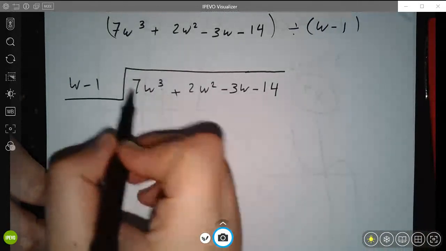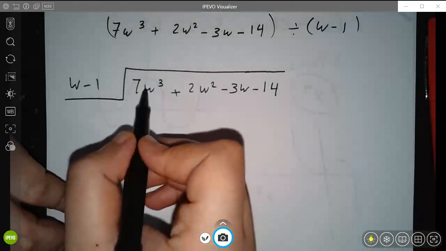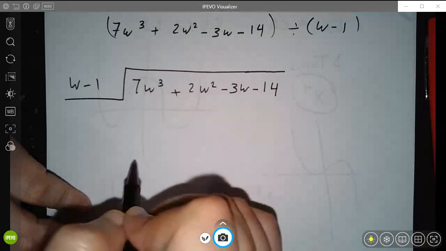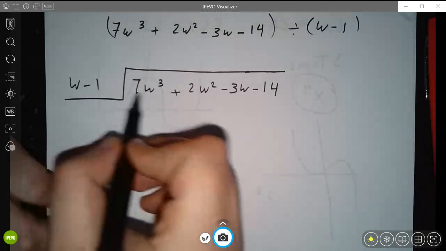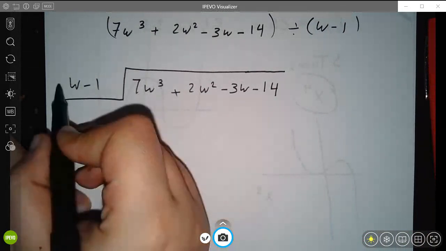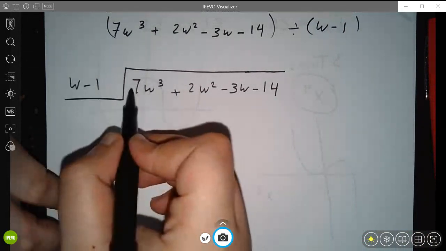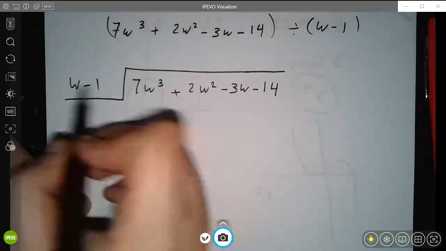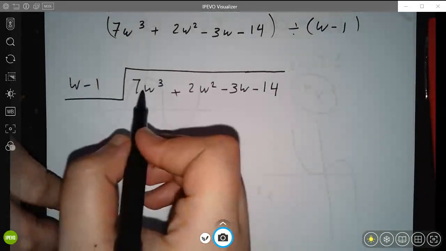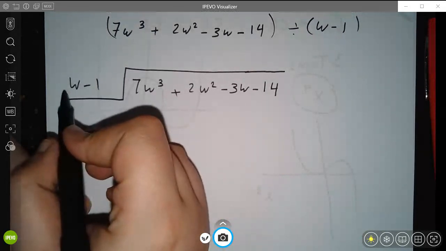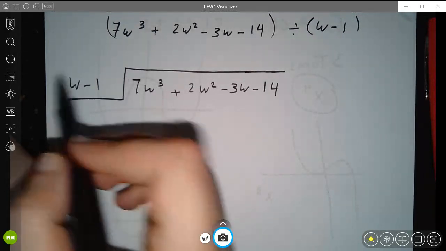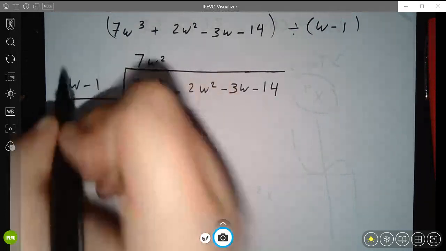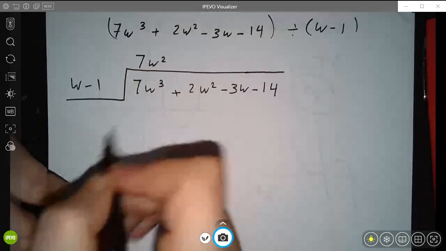So first step is you try to match this as much as possible, and you are worried about the w and the power, not the number. Over here we have 7w cubed. Can I multiply w by anything that turns it into 7w cubed exactly? Yes. To get the 7, you just multiply by 7, and to get the w cubed, you need to multiply by w squared. So 7w squared times w ends up being 7w cubed.